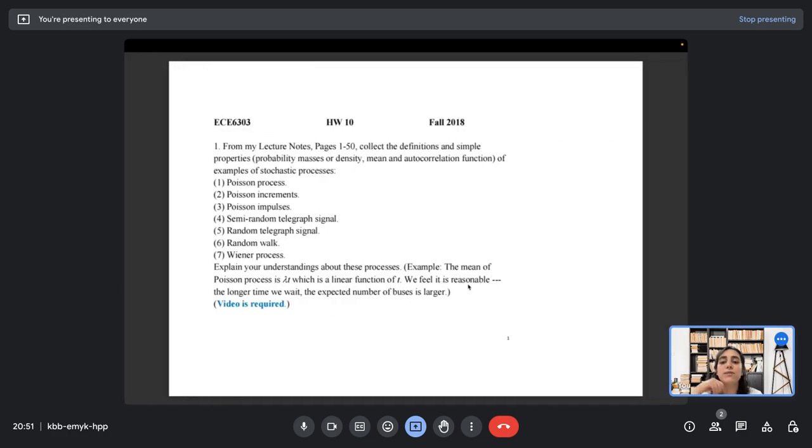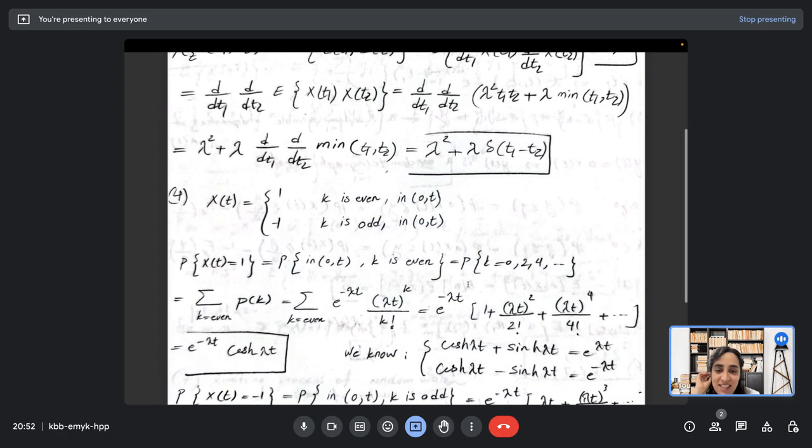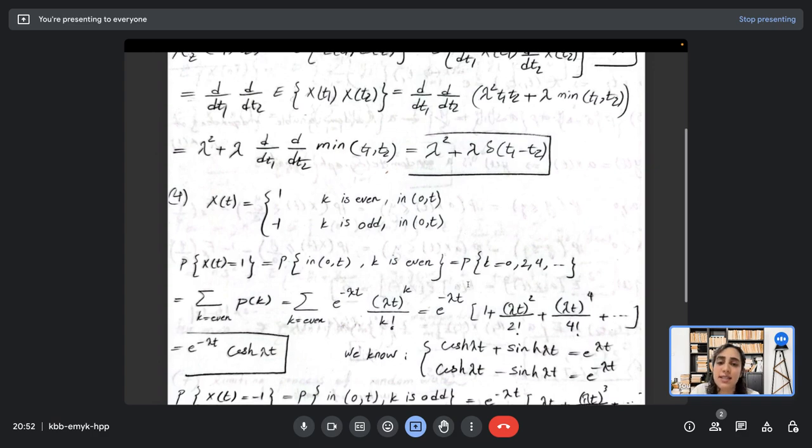In the fourth part, we have the semi-random telegraph signal. The semi-random telegraph signal, what is that supposed to mean? Okay, the formula is this. If the number of events from the Poisson process, k, is even, we put 1 for our new stochastic process, and -1 if k is odd.